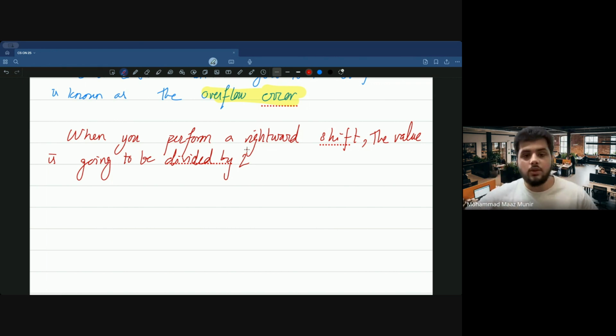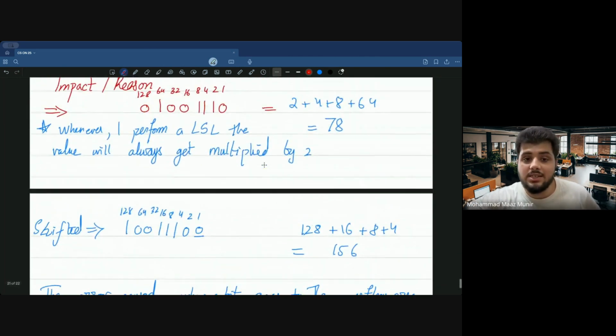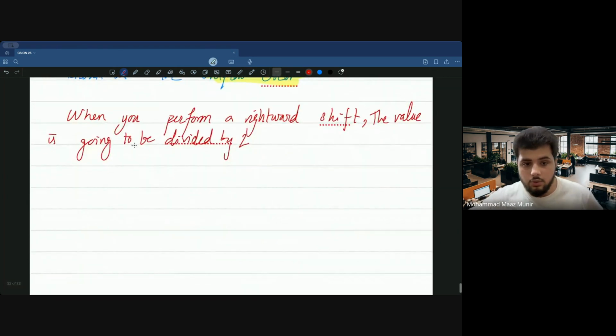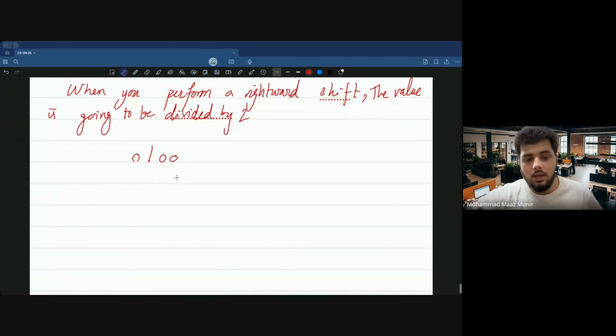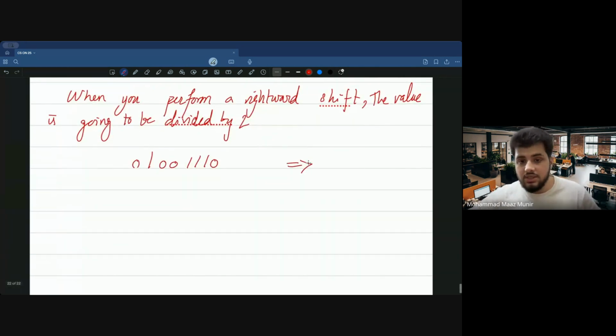Acha. So when you basically perform a rightward shift, the value is always going to get divided by 2. So what do I mean by divided by 2? Let's copy the same example which we discussed earlier. 0 1 0 0 followed by 1 1 1 0 0 1 0 0. Now we know that this specific number gives us the denary value of 78. Now this means that if I divide this value 78 by 2, it should be what?